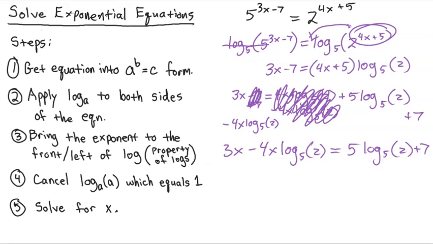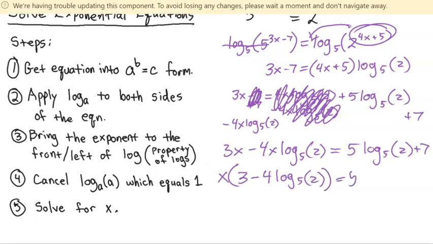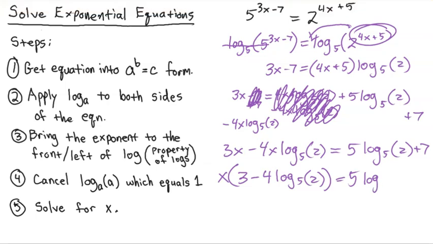Then there are two terms here, this one and this one, and each one has an x in it. So I'm going to factor out an x. I'm going to remove the x's from inside. That's going to leave me with 3 minus 4 log base 5 of 2, and that's going to be equal to 5 log base 5 of 2 plus 7.